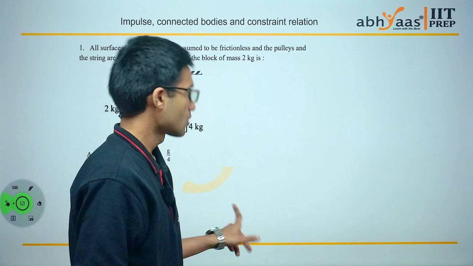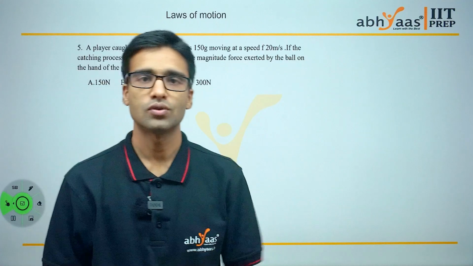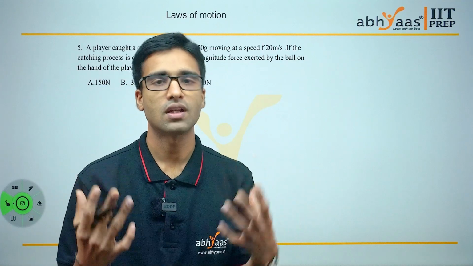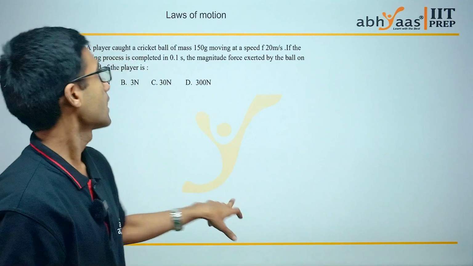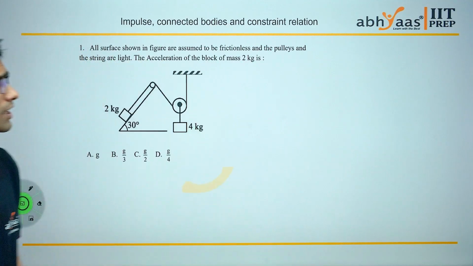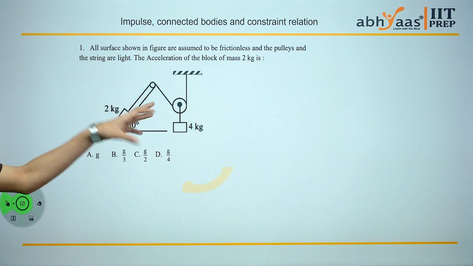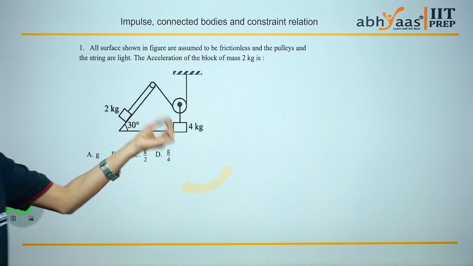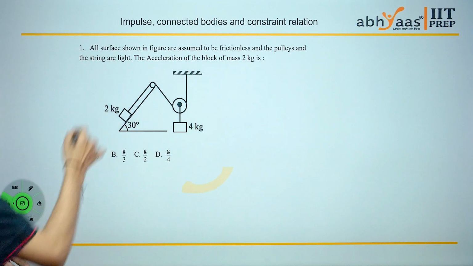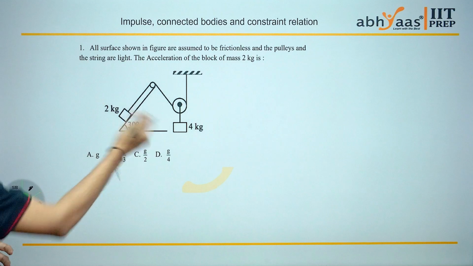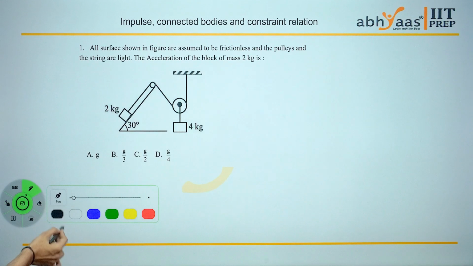Now going to this. The initial questions are related to laws of motion, so they are very simple to solve. Most of the laws of motion problems are related to the second law and some to the third law. Now going to another one, that is impulse, connected bodies, constraint relation. If you observe here, all surfaces, what is the question? The question consists of a pulley with light strings. Here a 2 kg mass is there, and a 4 kg mass. You need to find the acceleration of the 2 kg mass.